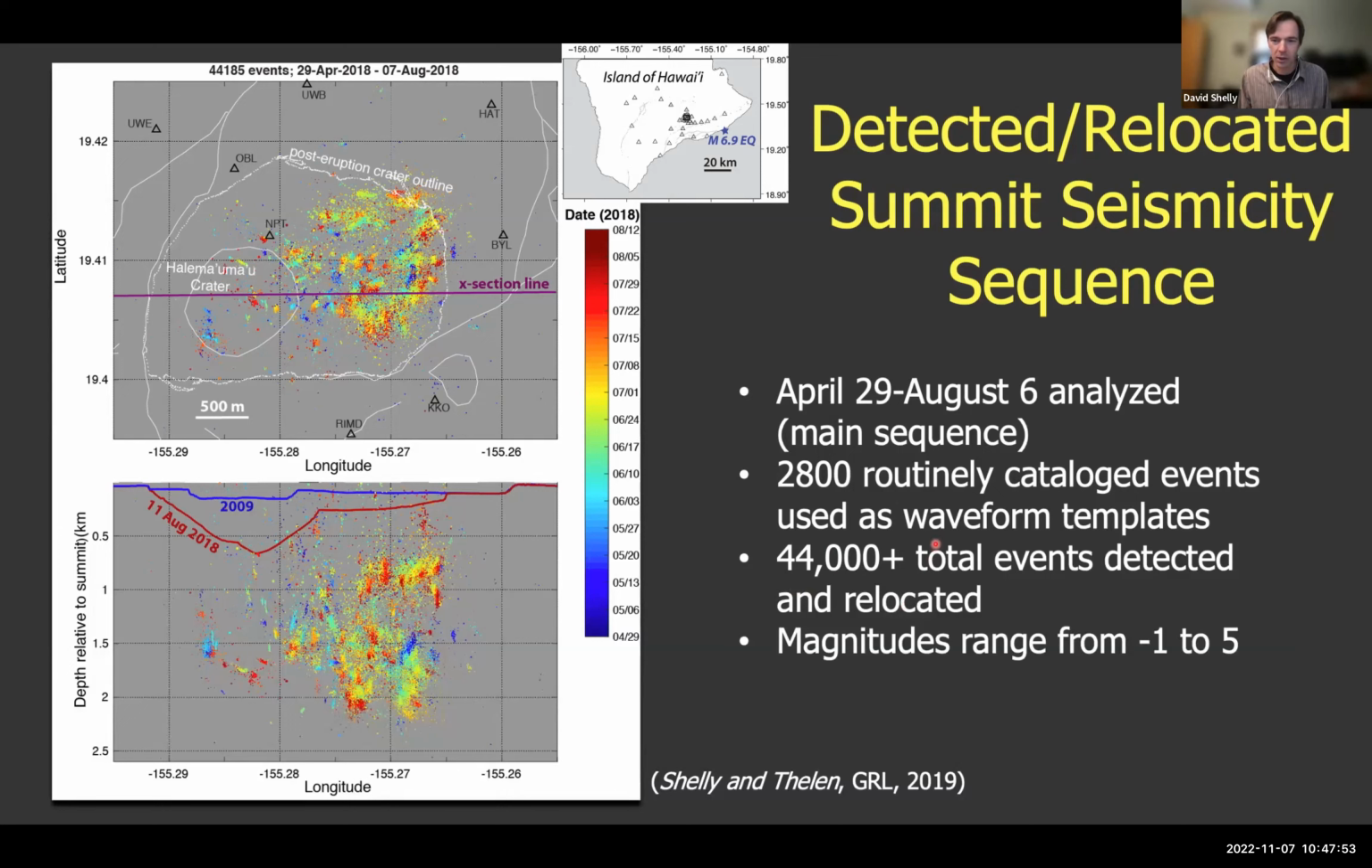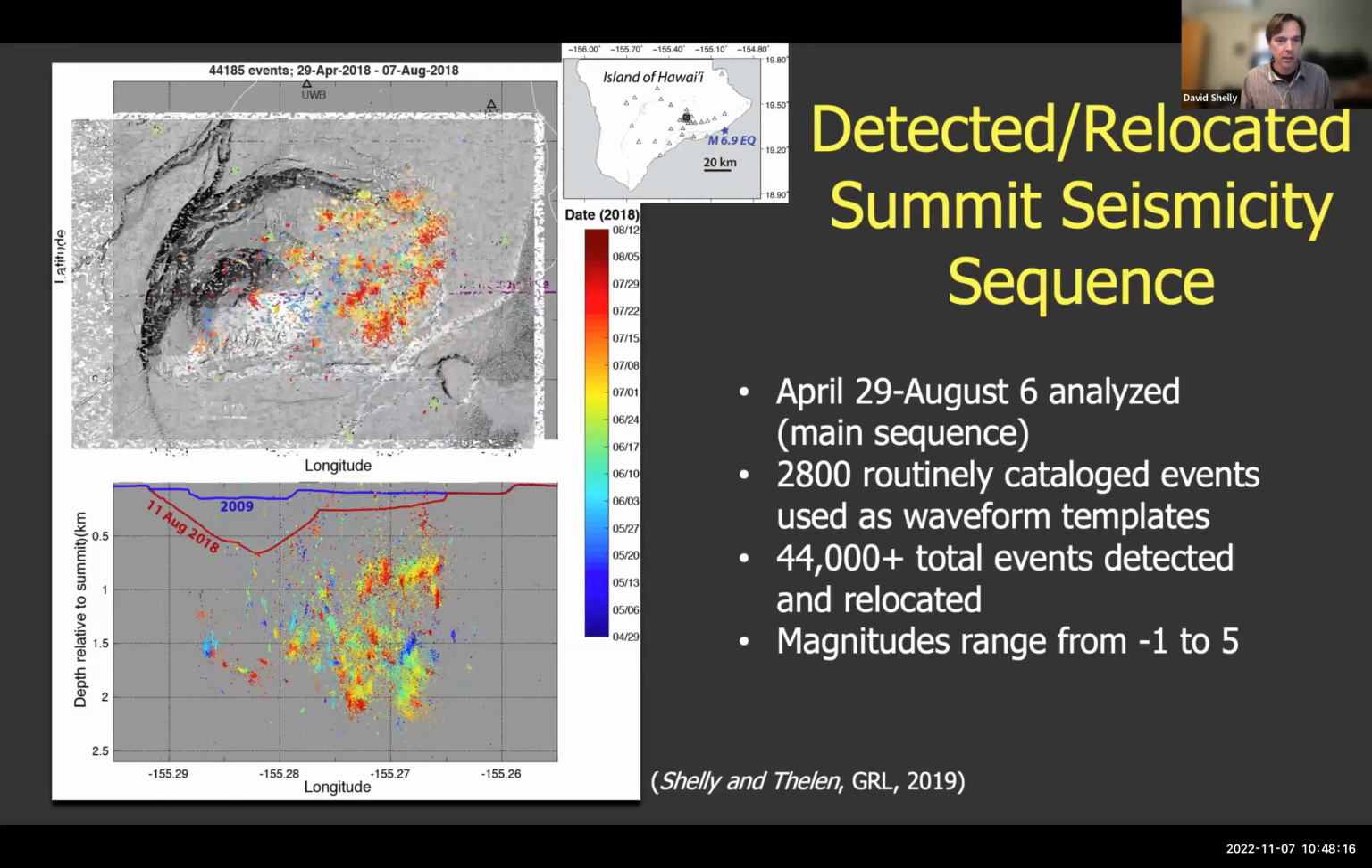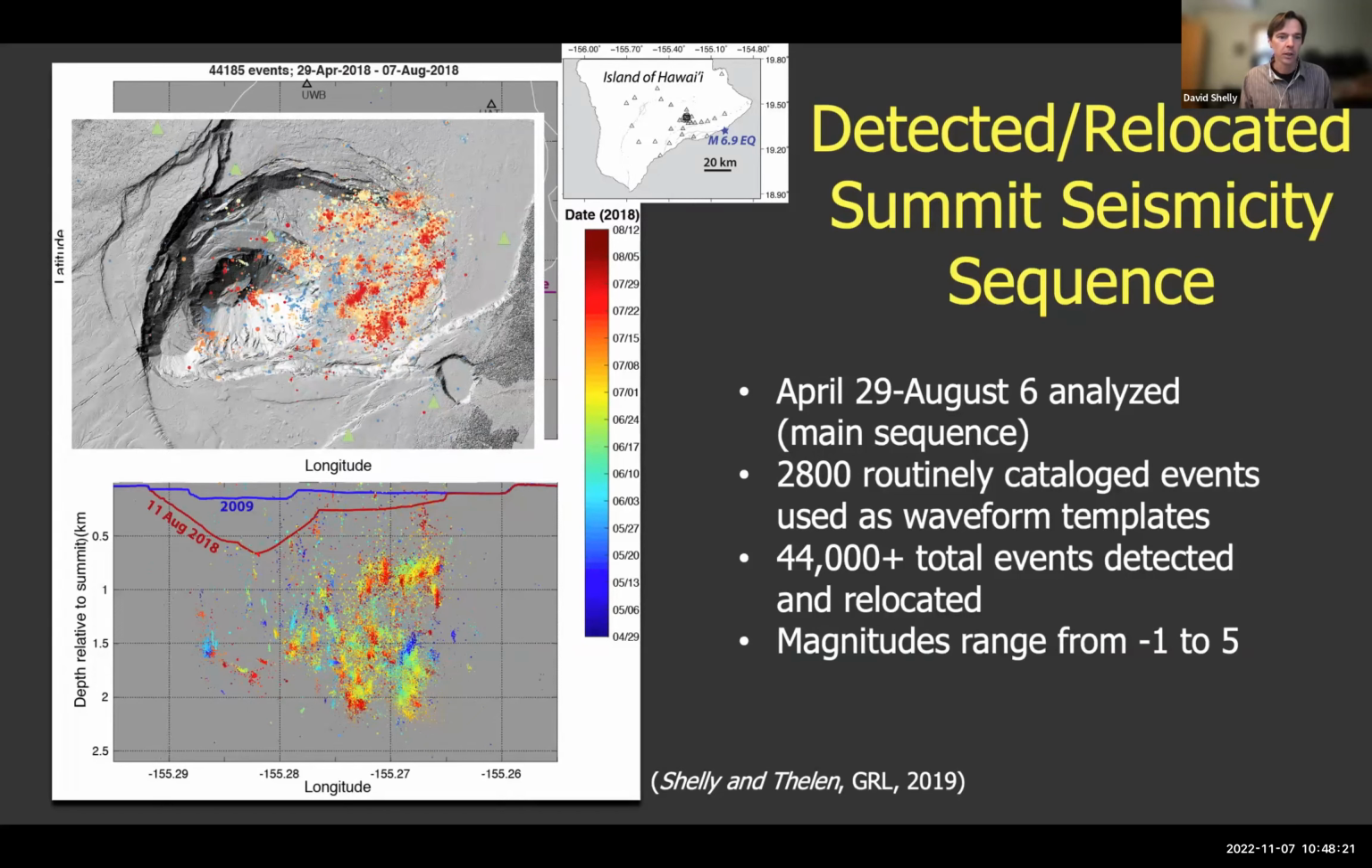We detected more than 200,000 events during this 3+ month time period. And the collapse zone progressively enlarged, and the seismicity would start up outboard of where the collapse had extended. But by the end of the sequence, this is the final digital elevation model showing this seismicity outlining the eastern edge of the collapse zone.